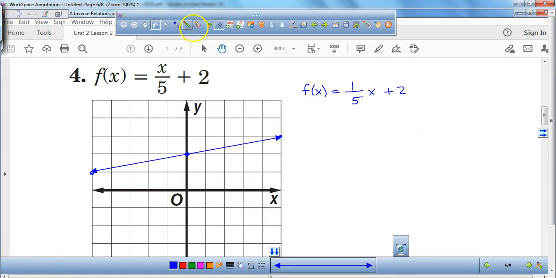So there's our linear function. And it does pass the horizontal line. It's only going to touch it once. So how would we find the inverse of this? Well, first thing we're going to do, we're going to make that a y.